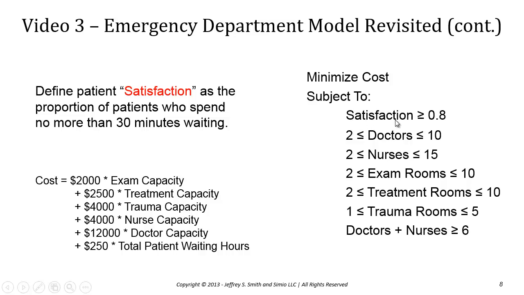Now, one thing that we have here is this satisfaction that we haven't seen before. And what the satisfaction is, in terms of a constraint, is actually a requirement. As opposed to the remaining constraints, where you can determine whether or not you meet the constraint based on the input values, the satisfaction can only be determined as an output of the simulation. So satisfaction is technically not a constraint. Instead, it's what we call a requirement.